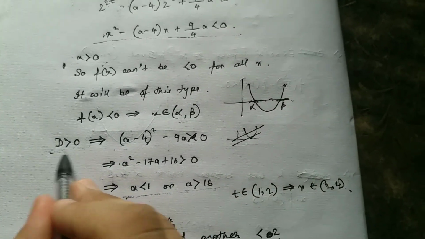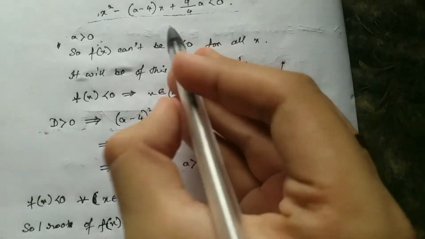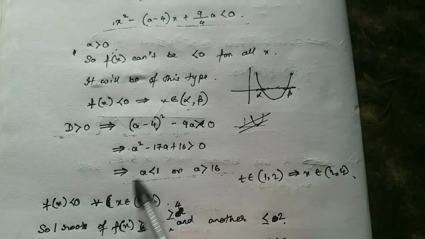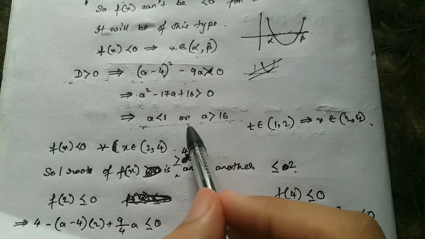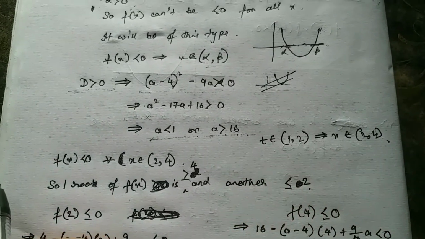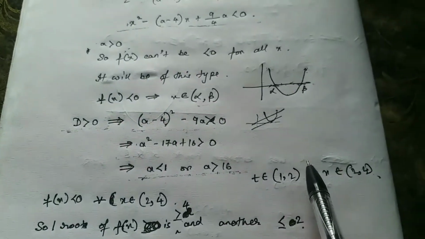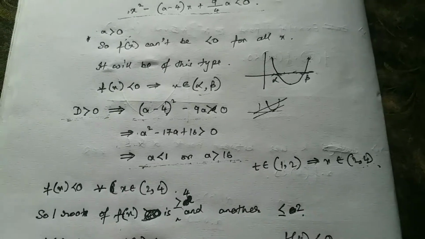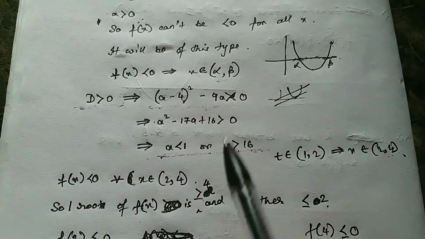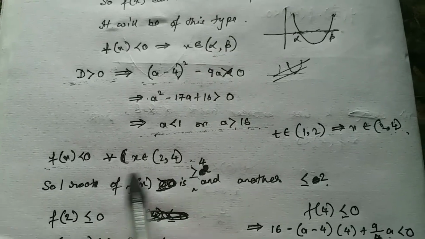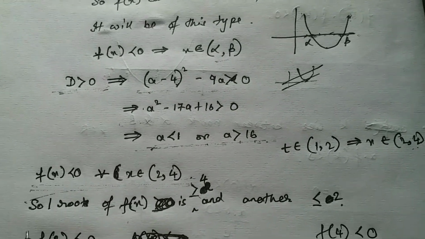So we are taking D greater than 0 only, and then we take D, b² minus 4ac, greater than 0. So we get a is lesser than 1 or a is greater than 16. Okay, now t belongs to (1, 2). It was given in the question. That implies x belongs to (2, 4), since x is equal to 2^t. Now f(x) is less than 0 for all x belongs to (2, 4). This is the thing we are given.